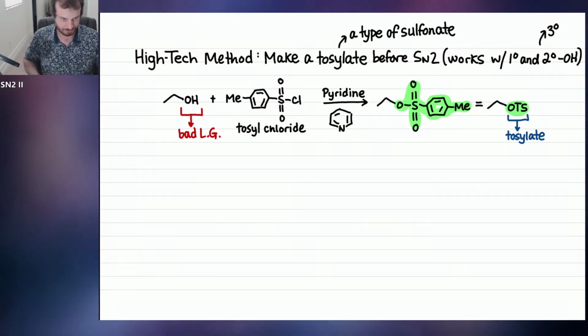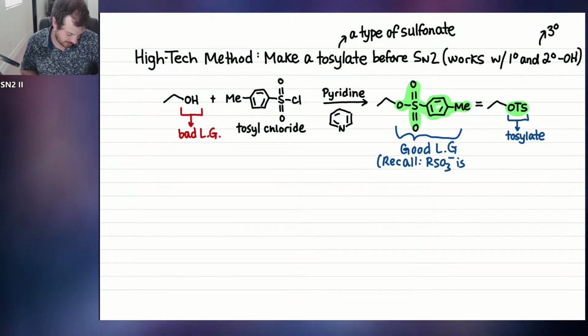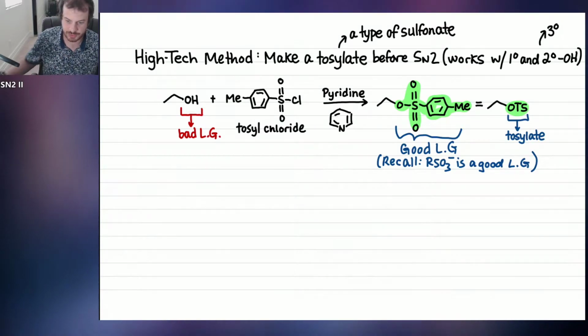So if there's that handout I gave you earlier in the semester that had the common abbreviations, OTS is actually on there. And the nice thing is that this guy is a good leaving group now. It's one of our 5 good leaving groups. Specifically, it's the sulfonate. The RSO3 minus is a good leaving group. Okay, so let's take a look.